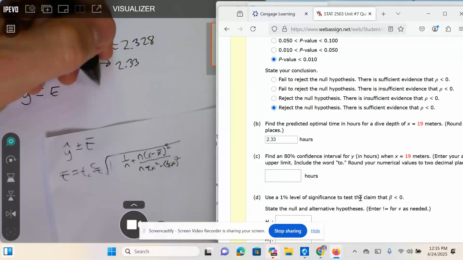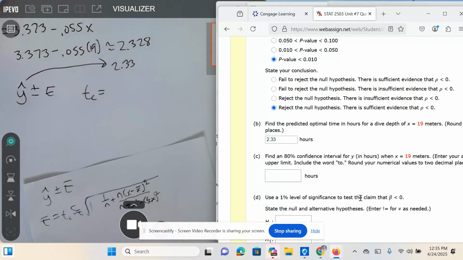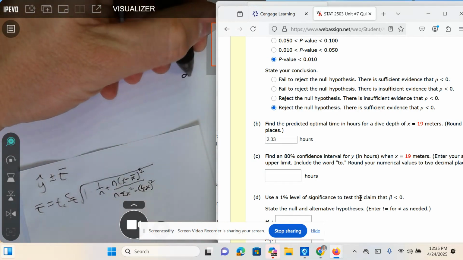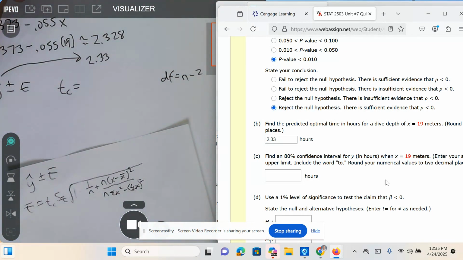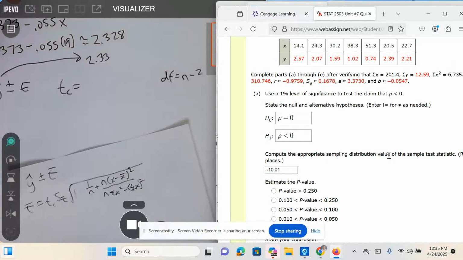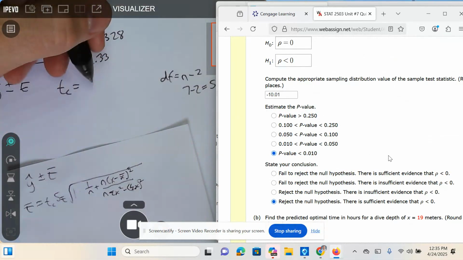So first off, this gets kind of complicated. I've got to find the critical value for t. To find the critical value, I've got to know the degrees of freedom. The degrees of freedom for this section is n minus 2. So how many did I have in my sample? I had 7. So it'd be 7 minus 2, so it's 5. So my degrees of freedom is 5.